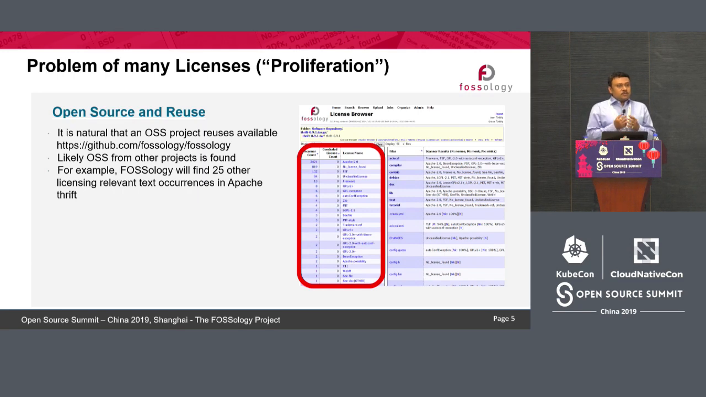We need to find out the licenses that have been used inside the software that we are using or reusing. This is an example of Apache Thrift. Apache Thrift is licensed under the Apache 2.0 license. Though Apache is a very homogeneous license, if you scan Apache Thrift with FOSSology, it will give you 25 odd licenses. That means you have another 25 licenses inside Apache Thrift.